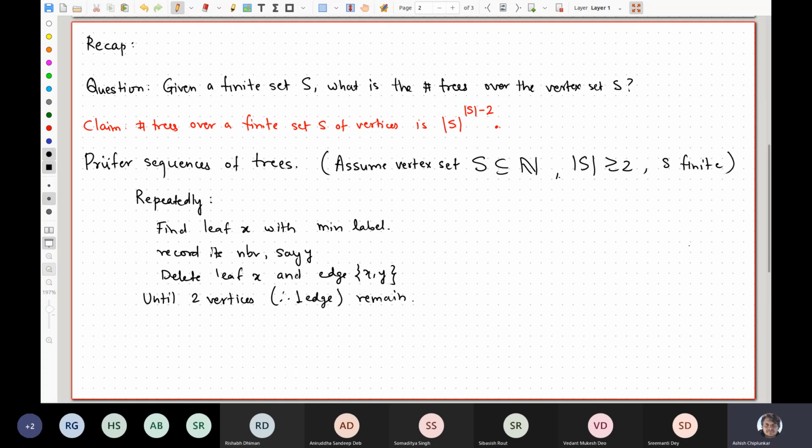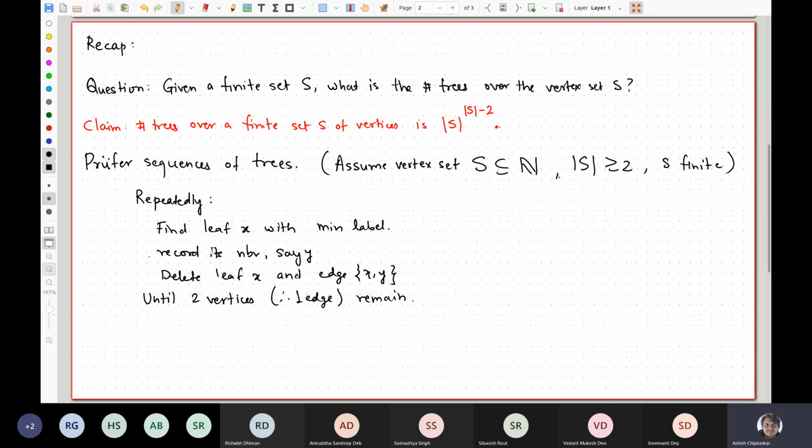So given a tree, how do we construct a Prüfer sequence? So first of all, let's assume that the vertex set of the tree is a subset of natural numbers, right? So all I'm trying to say is that there should be some well-defined order on the vertex set, right? So given a tree and given a fixed order on the set of vertices, that allows you to properly define the Prüfer sequence of that tree.